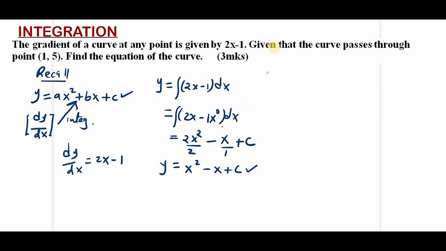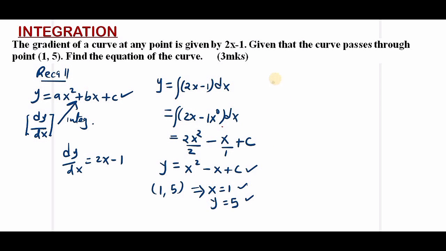When you look at the question, we are told that the curve passes through point (1, 5), and that means if it passes through point (1, 5), it simply implies that the value of x is 1 when the value of y is 5. And therefore, we can substitute these in the equation, and that will help us determine the value of c.